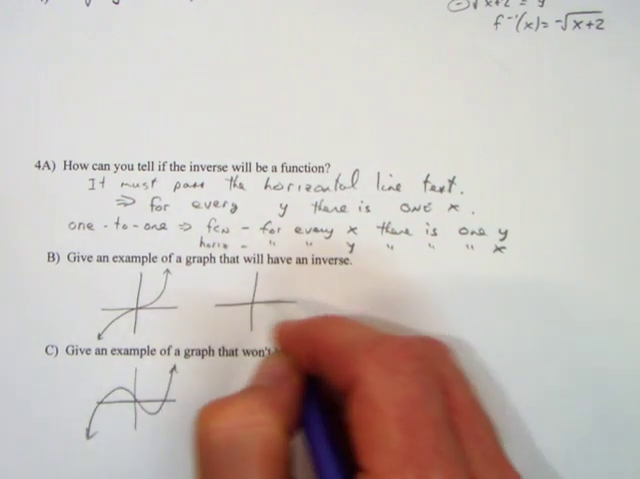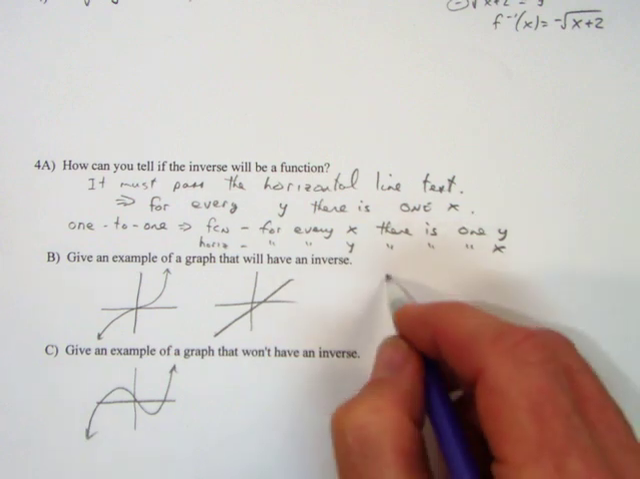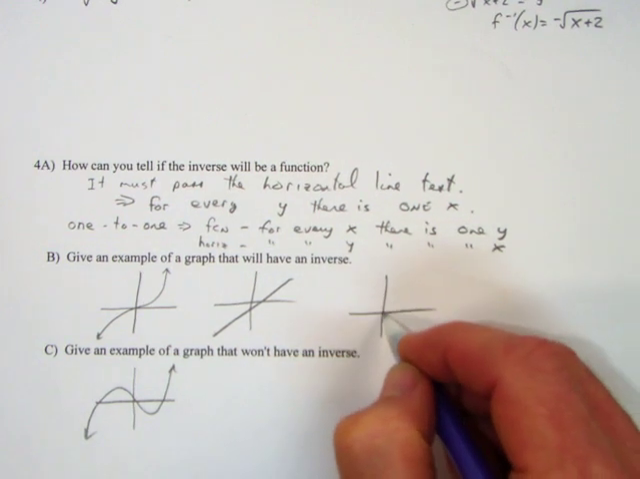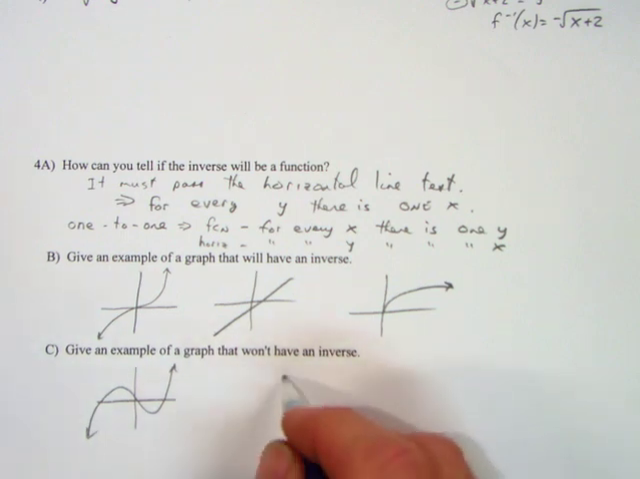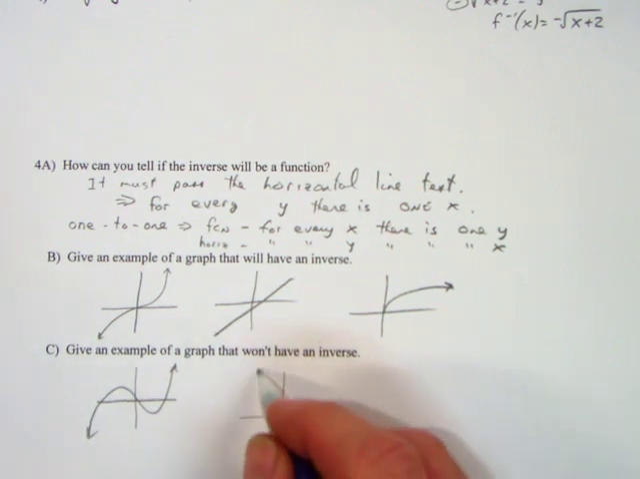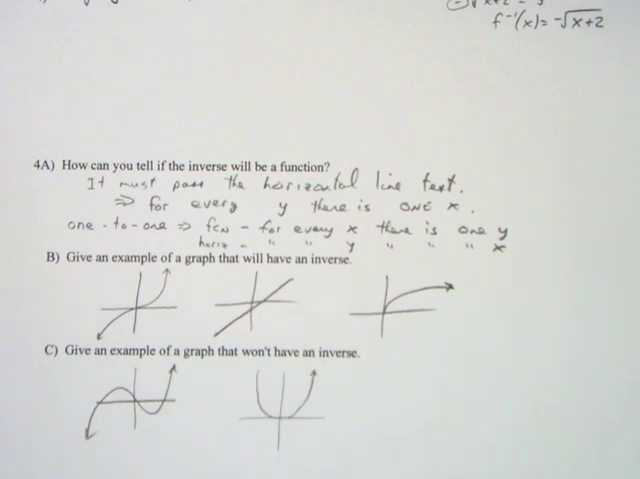Over here, you could give an example of a line. You could give a square root function. You could give half of a parabola like we did in the previous problem. And then here, any even function that doesn't have a restricted domain won't have an inverse as well. And that's enough for inverses right now.